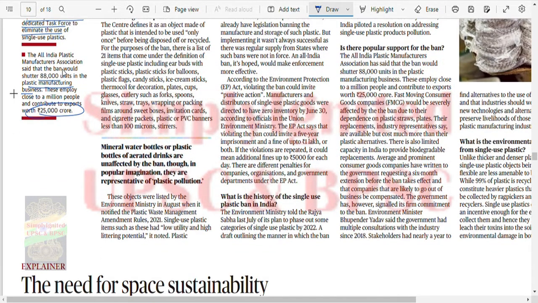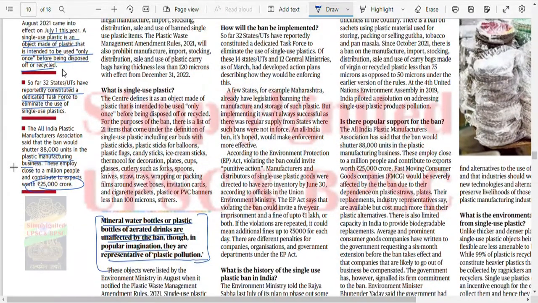Mineral water bottles or plastic bottles of aerated drinks are unaffected by the ban, though in popular imagination they are representative of plastic pollution. Fine. So what are these? Let's see, there is a list of 21 items. Earbuds with plastic stick, balloons, plastic flags, candy sticks, ice cream sticks, thermocol for decoration. This is also banned. Oh my god.